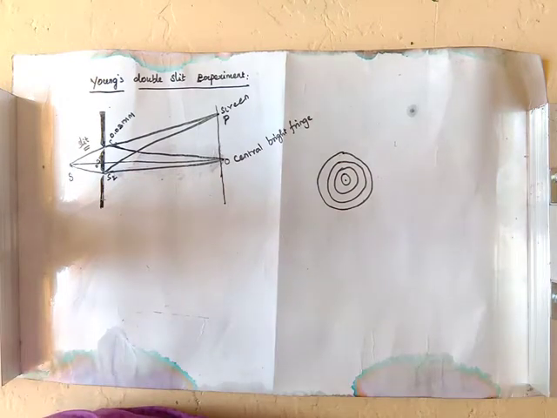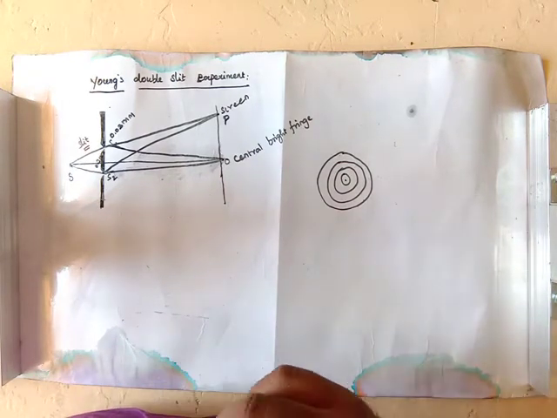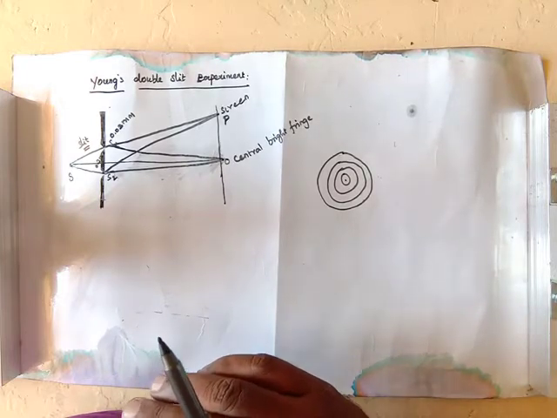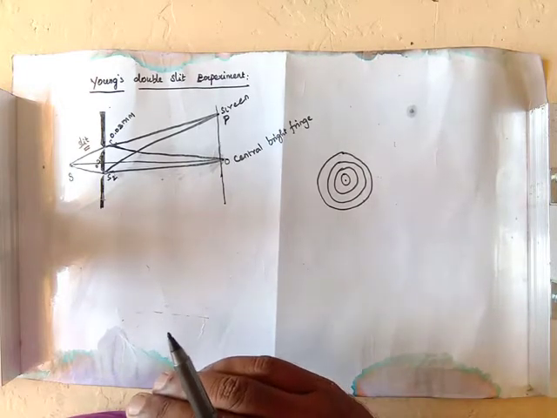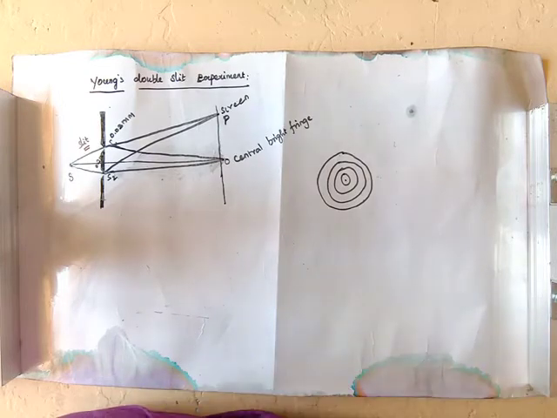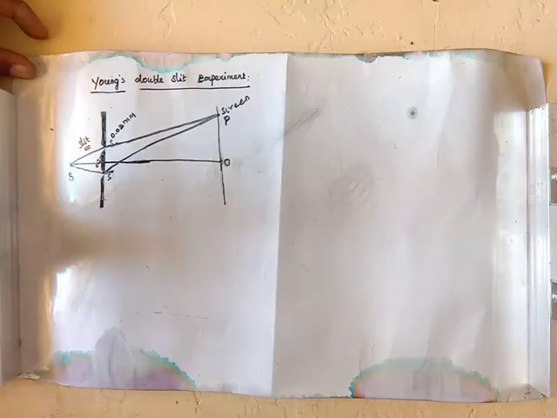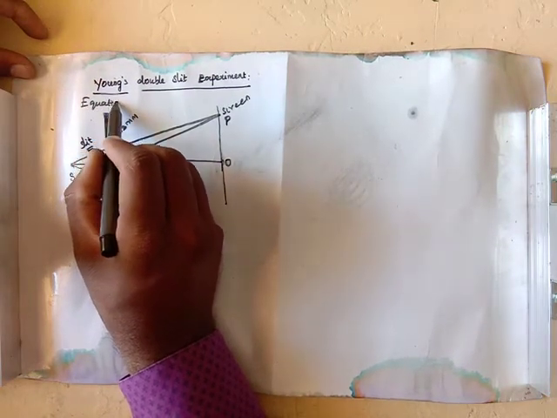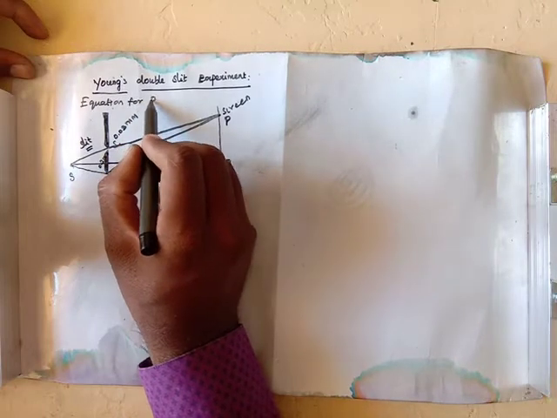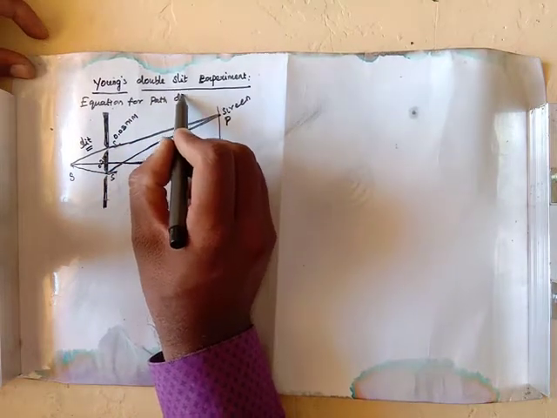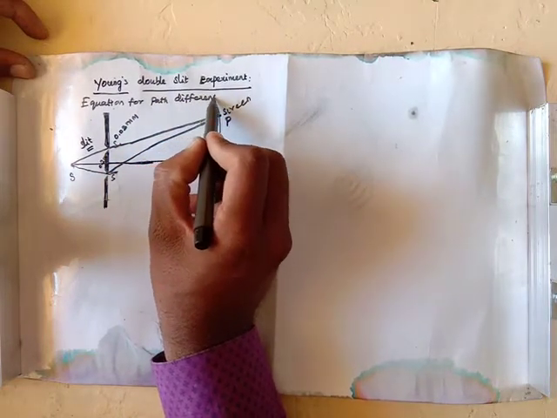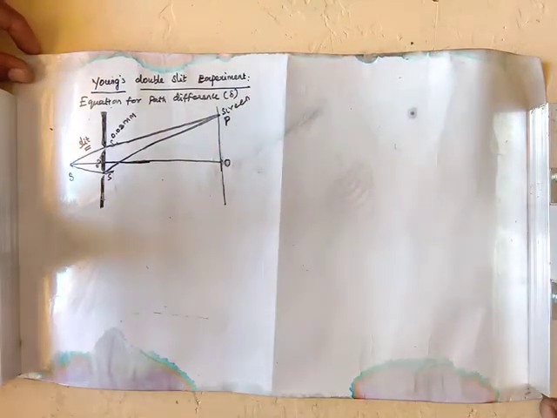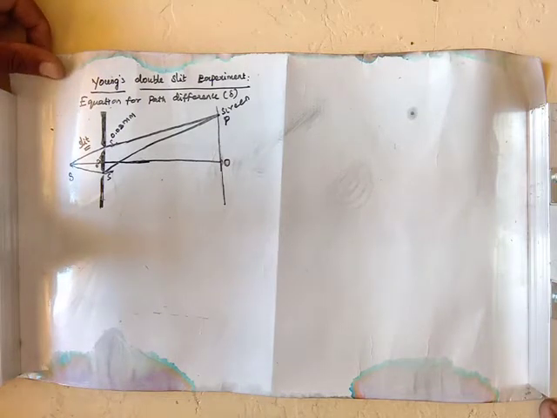Students, using this concept, I am going to teach a very important 5-mark question. Using the Young's double slit experiment, we are going to derive the equation for the path difference, delta. Okay, students.